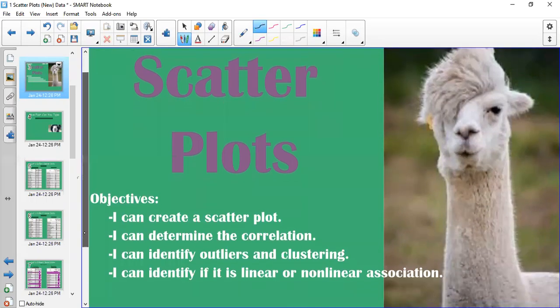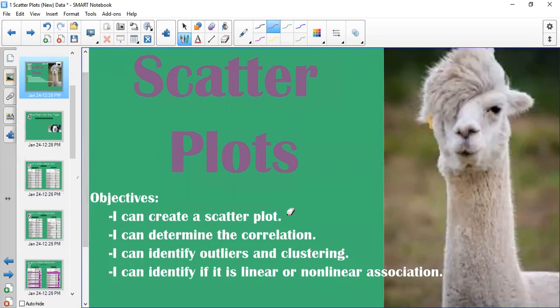Okay, so things we're going to concentrate on today. One, making sure we can create a scatter plot. Two is determine what kind of correlation or association the scatter plot has. And then three, identify if there are any outliers and types of clustering. And the last one is to identify if something is linear or nonlinear association. Okay, so we have 4 topics that we're going to talk about here regarding scatter plots.